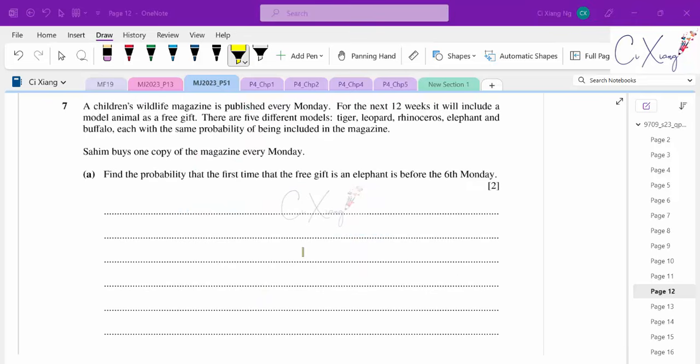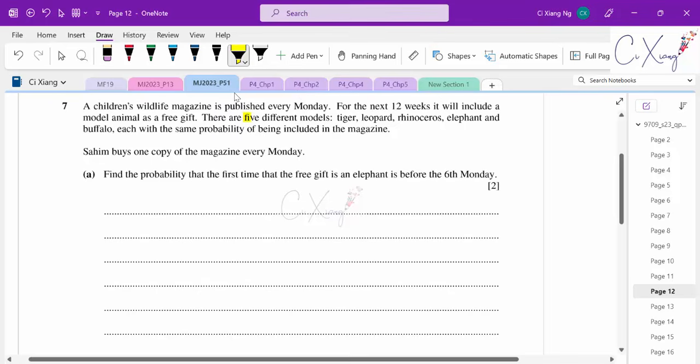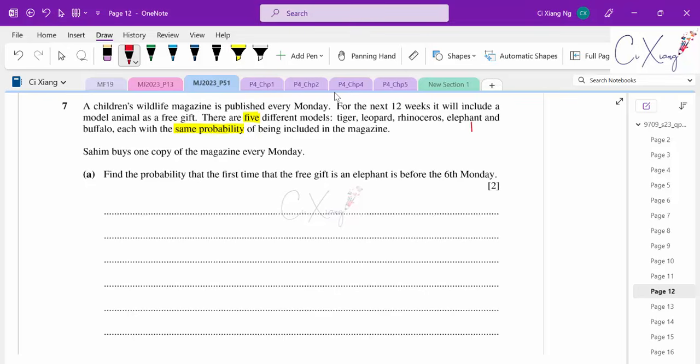Alright. Okay, so we are now at the last question, question number 7. We have a children's wildlife magazine published every Monday, and for the next 12 weeks it will include a model animal as a free gift. There are 5 different models: tiger, leopard, rhinoceros, elephant, and buffalo, each with the same probability. So the probability of getting each type of model animal is 1/5, because they have the same chance of being included in the magazine.